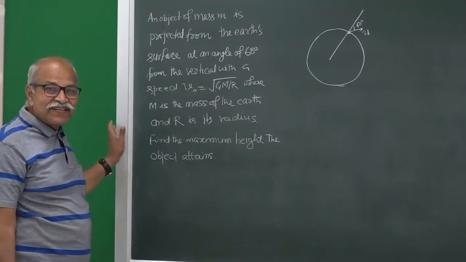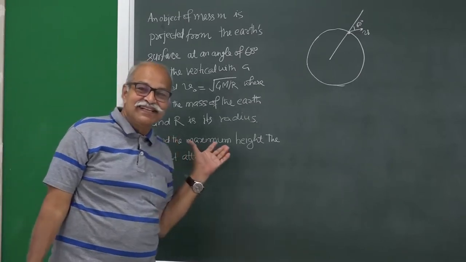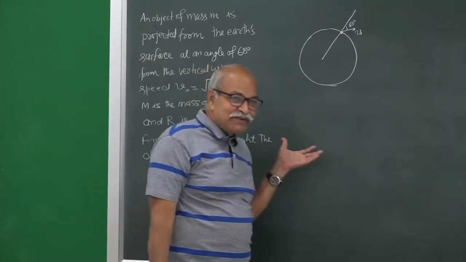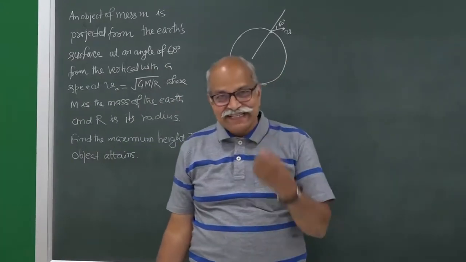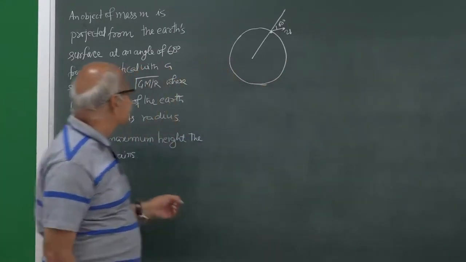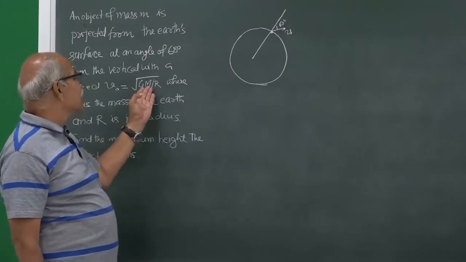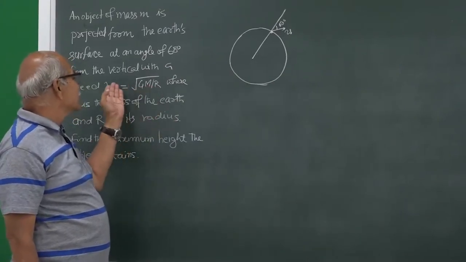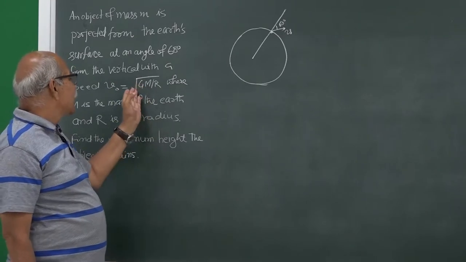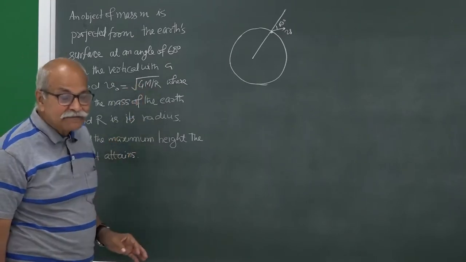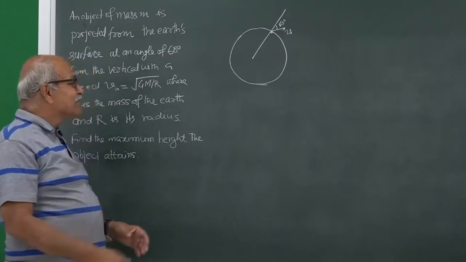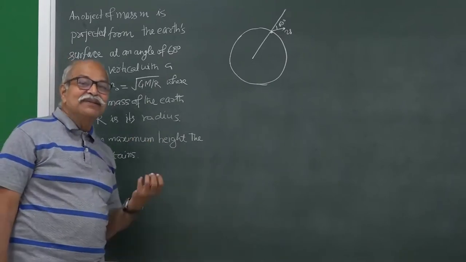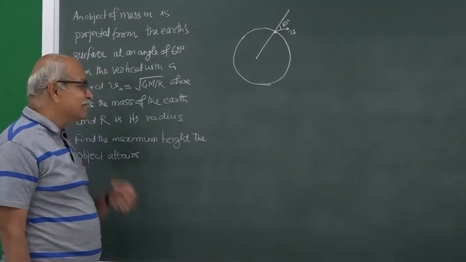So you must have done such problems in class 11 or maybe even before. But then the speeds were in meters per second, and here the speed is much, much larger. It is in terms of mass of the earth and the radius of the earth, and the speed is square root of GM by R, which will be in kilometers per second. So that is why the approximation of constant g cannot be taken here.